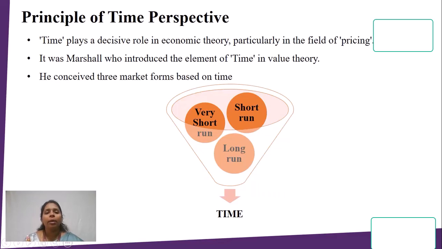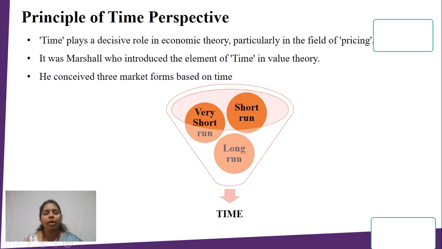Time is very crucial in human life. In business, we consider time as money. So time plays a decisive role in economic theory, particularly in the field of pricing. Marshall introduced the element of time in his value theory. He conceived 3 market forms based on time: very short period, short run, and long run.